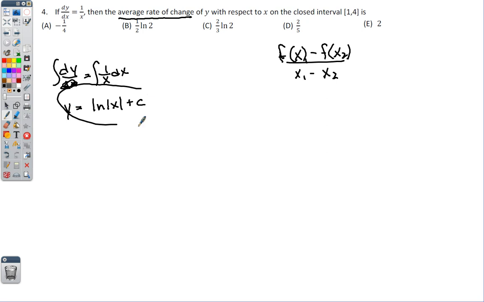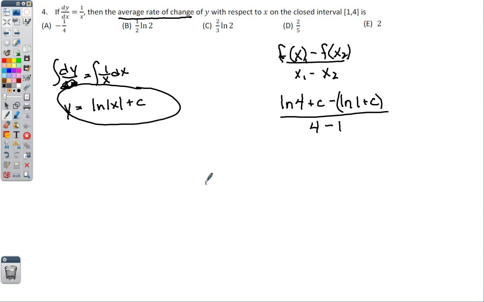So I'm going to plug in from 1 to 4, right? This isn't a point, this is an interval. Well, natural log of 4, right? I could do this starting at 1, but usually we start at the other point. So I'm going to say natural log of 4 plus c minus natural log of 1 plus c over 4 minus 1. And look what happens.